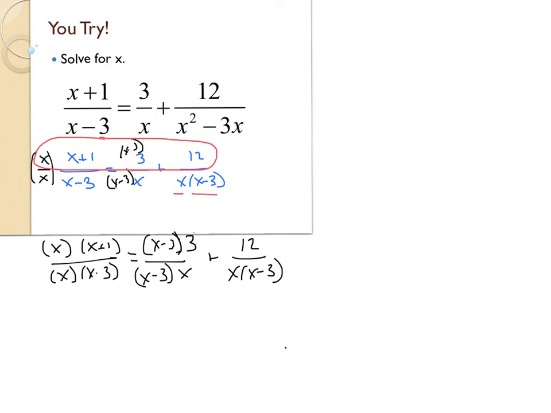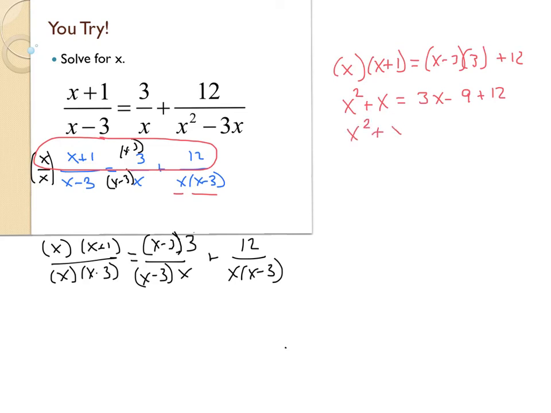So now I'm going to focus just on the numerator, and I'm going to set that up as a separate problem. So I'll do this in the top right-hand side. So I have x times x plus 1 is equal to x minus 3 times 3 plus 12. I'm going to distribute, so I get x squared plus x is equal to 3x minus 9 plus 12. And we're going to see that we end up with a quadratic. So I'm going to go through each step. I'm going to combine these two guys, so I get a 3x plus 3. And I'm going to balance it out.